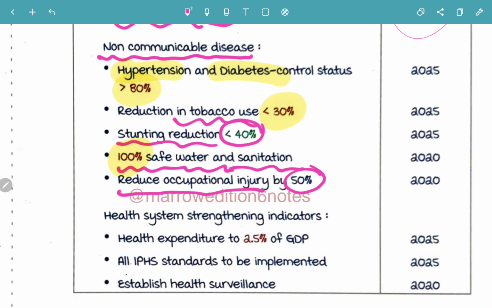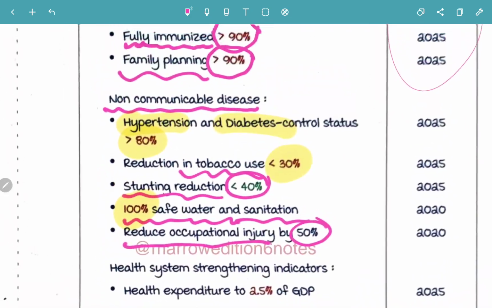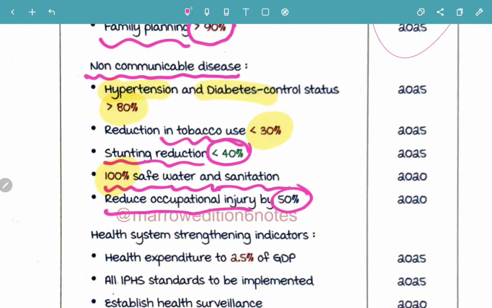First, hypertension and diabetes control status must be more than at least 80%. Reduction in the tobacco use less than 30%. Stunting reduction, our target is less than 40%. Then 100% of safe water and sanitation must be achieved. Reduced occupational injury by 50%. So all these are the targets to be achieved under non-communicable disease. And the target year is mostly again 2025.